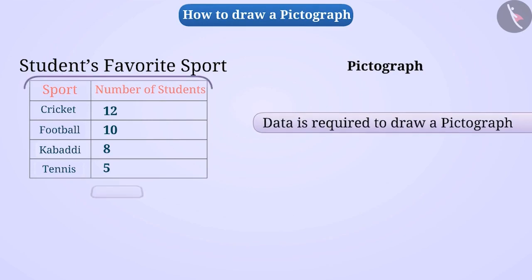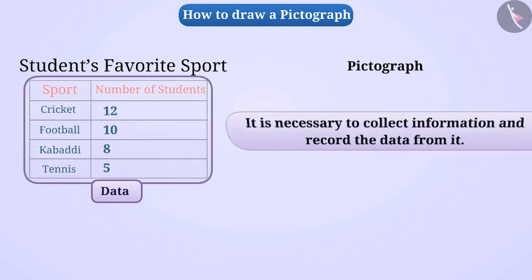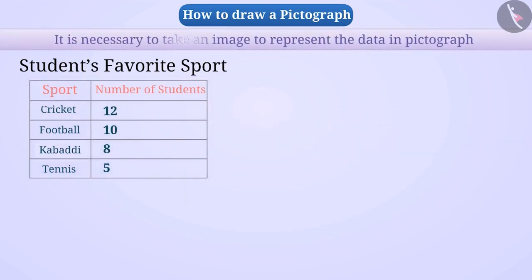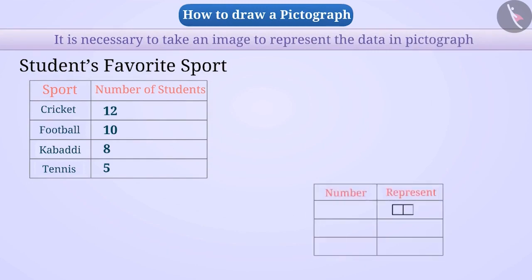To draw a pictograph, it's necessary to have data. Here, we are given the data, but if it is not given, then it's necessary that we collect the information related to the favorite sport and record the data from it. Now that we are given the data, we can move forward. To represent the data in a pictograph, we must take an image. Like, we can take a simple image like this. Then, we decide the value of this image.